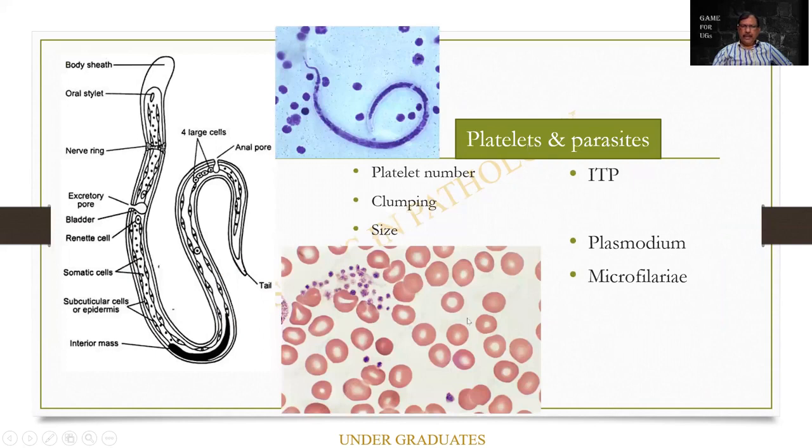Platelets and parasites. Platelets I had explained: they are 1 to 2 microns and can be seen in clusters. Somewhat pinkish gray is the color. Parasites. This is Wuchereria bancrofti, more important in microbiology, and it has a blunt head. It has a sheath.